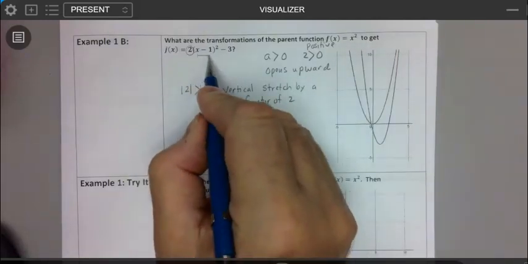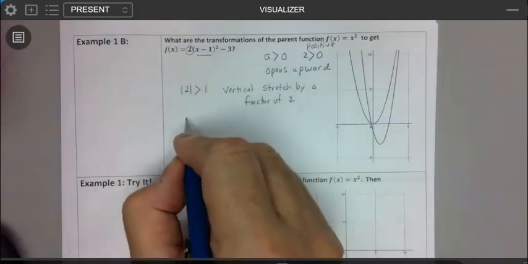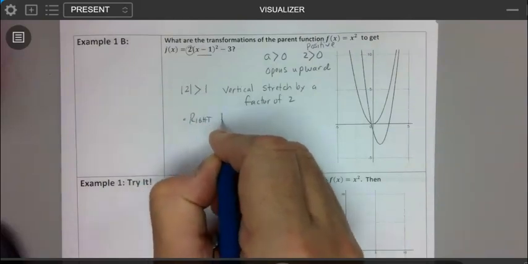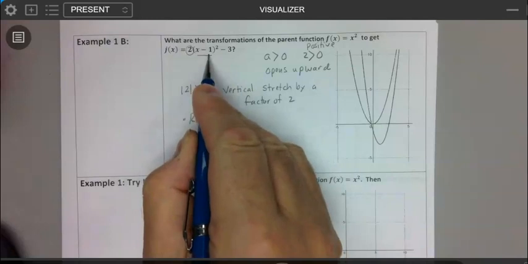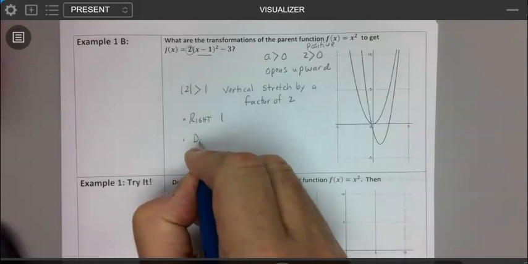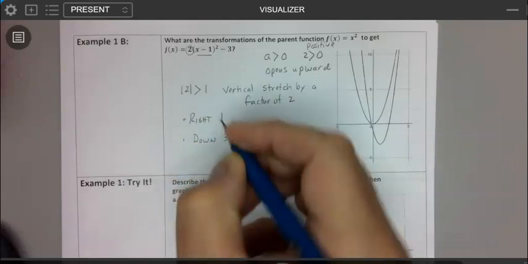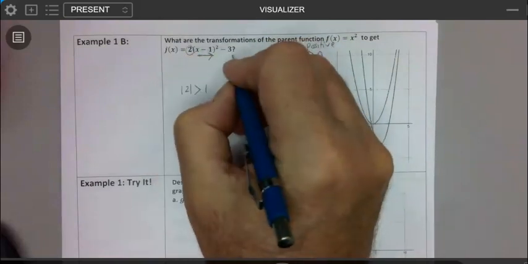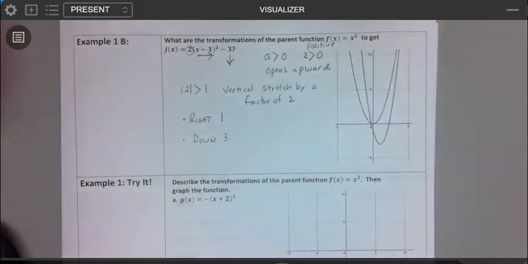And you're going to go right 1. Remember, it's an imposter inside the parentheses, and then down 3. So right 1, down 3.